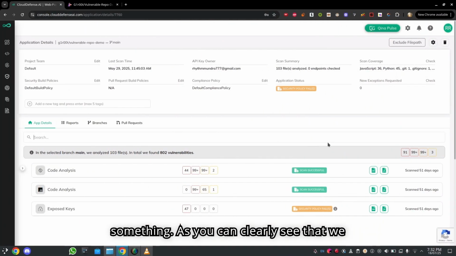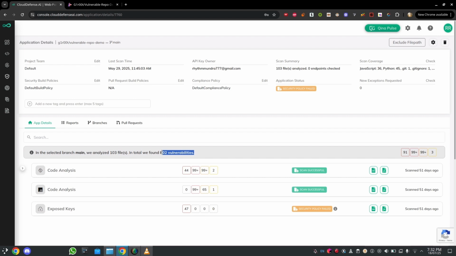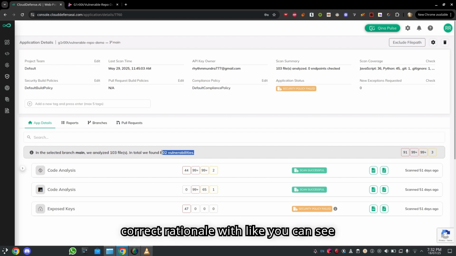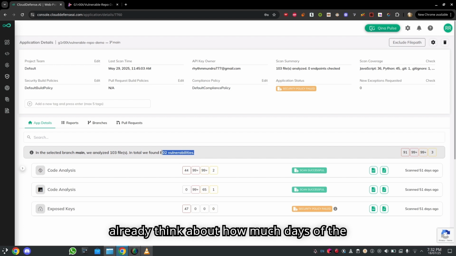As you can clearly see, QINA Clarity is way better than Snyk's AppSec tool. The first thing is the number of vulnerabilities. QINA Clarity provided 800, whereas Snyk provided 327 only. Then 43% were false positives, and QINA Clarity defined them correctly with correct rationale. You can see why it is a false positive, why it is unreachable code, and you can already think about how many days of the developer's time would have been saved by seeing that this is a false positive and I don't need to remediate it or solve anything.